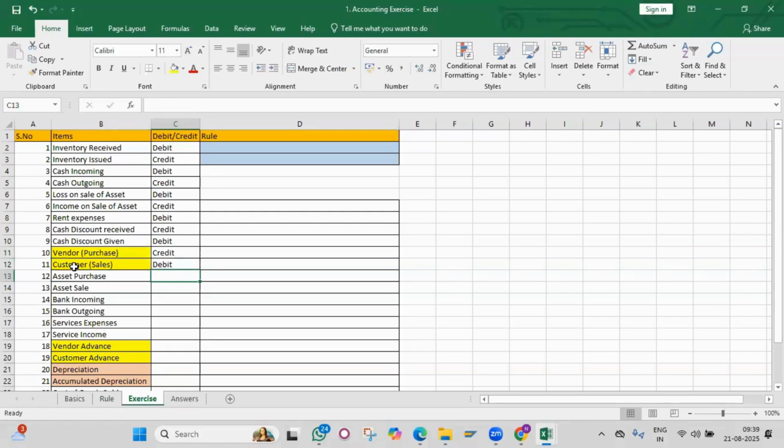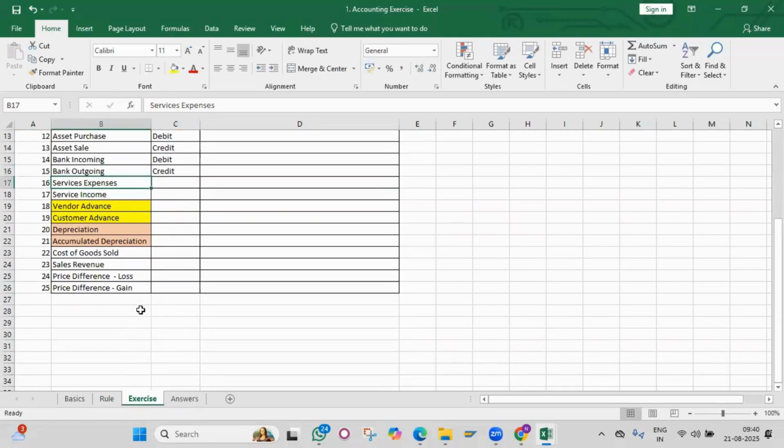Asset purchase: asset is coming inside. When you are purchasing an asset, it is coming inside. Debit. Asset sale: going outside. Going outside means minus, and minus means credit. Bank incoming: money is coming inside the bank. Debit. Bank outgoing: money is going outside. Minus. That is called credit.